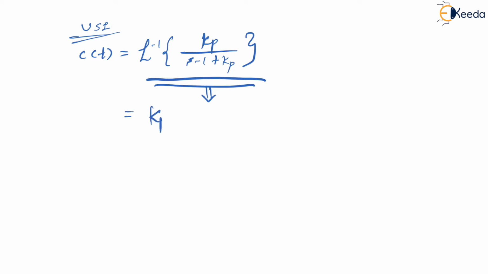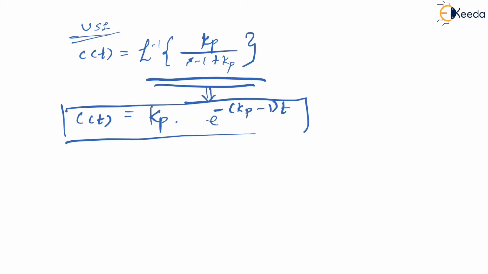Yes. Now, this inverse Laplace of this function is nothing but, if you remember, kp will come out and this becomes e to the power minus of kp minus 1 into t, c of t, correct? This becomes the inverse Laplace transform. Why? You have used the first shifting theorem.